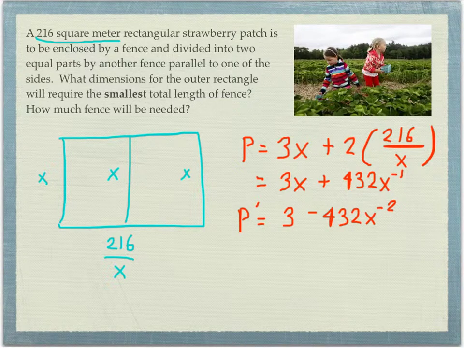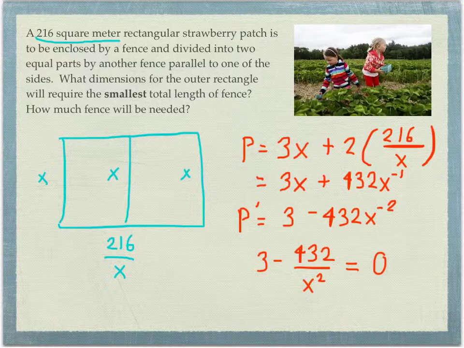Now that might look a little strange. How am I going to try to solve that? Remember, I want to eventually set this equal to 0. Well, I'm going to write this back as a fraction. So do you see that this turns into the fraction 432 over x squared? And again, I want to set that equal to 0. Which is kind of strange, but that's the way it looks.